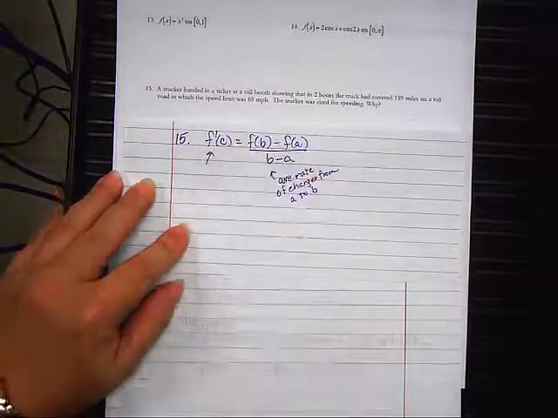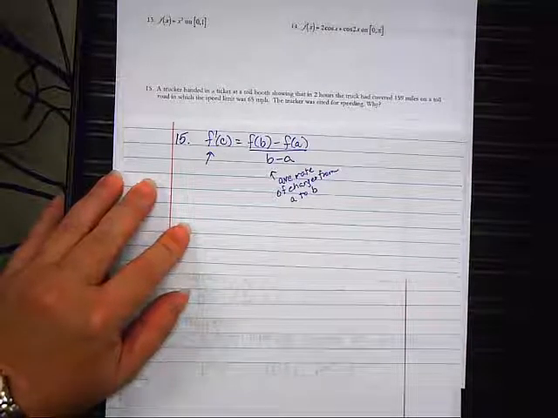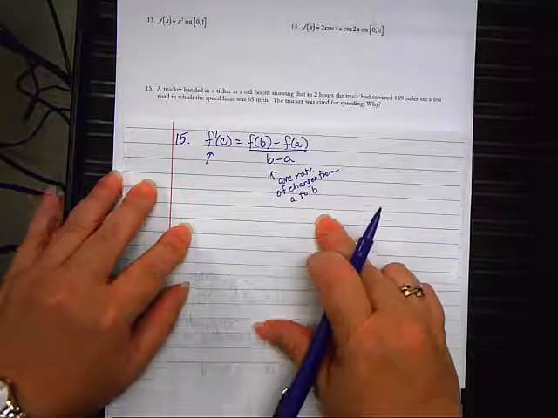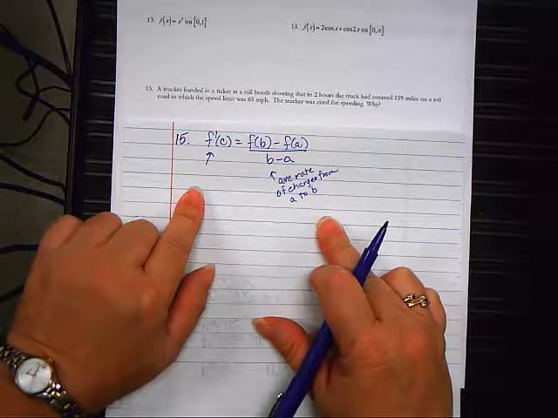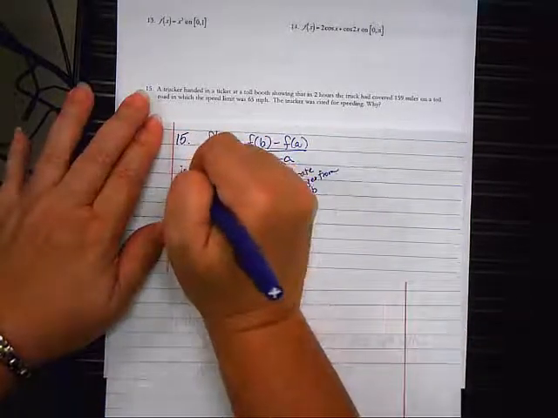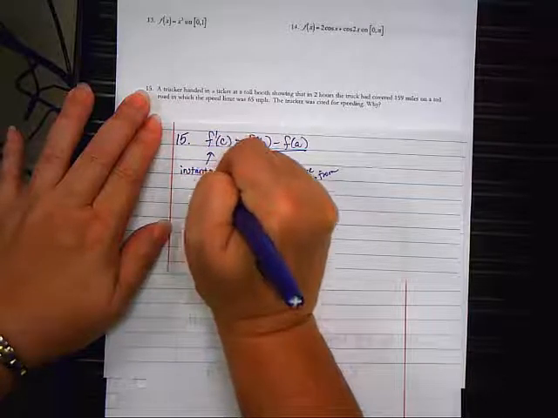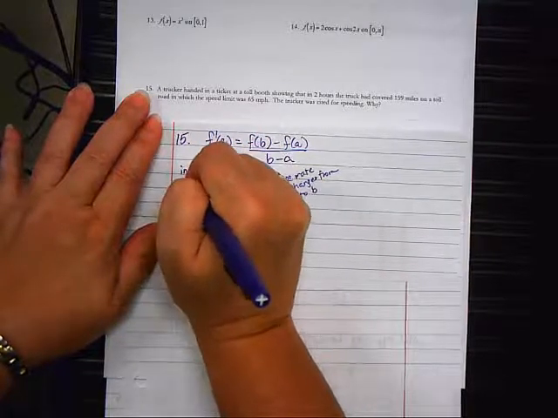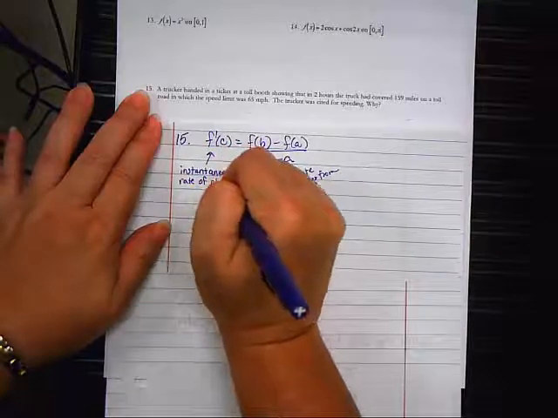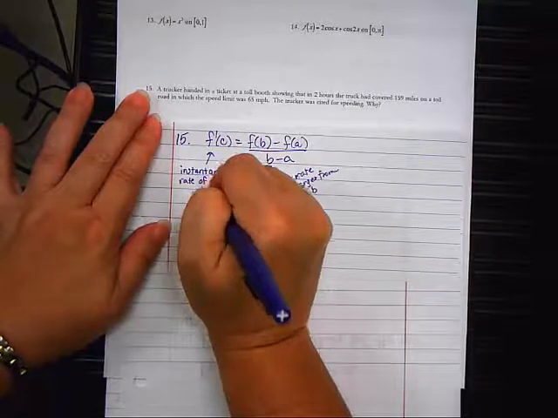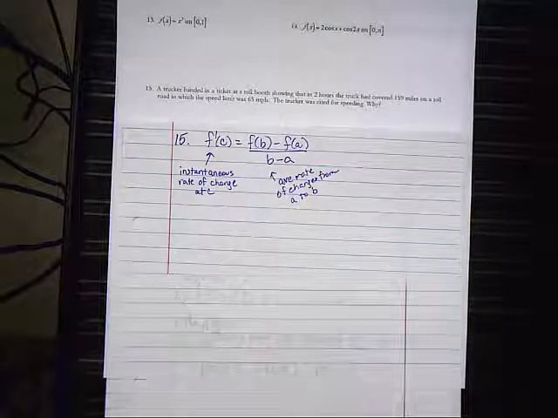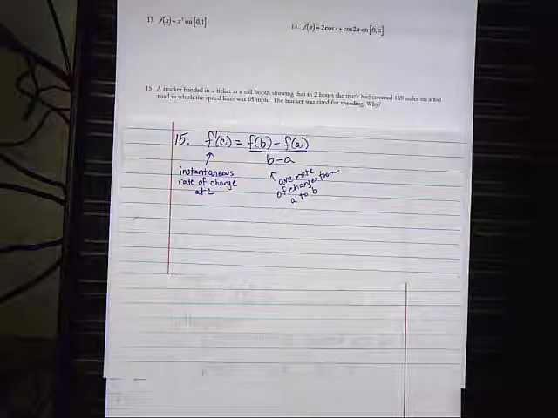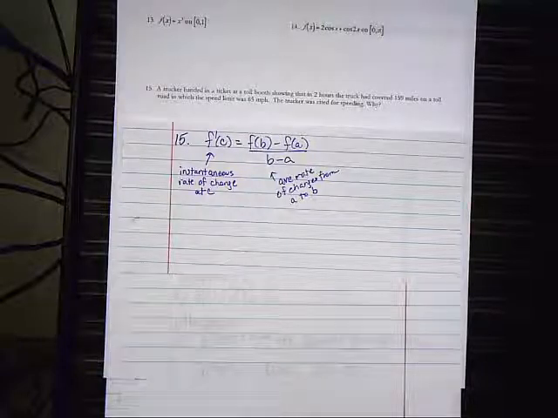And what is this side of the equation? If this side's average rate of change, this side is what? What kind of rate of change? Instantaneous. This is instantaneous rate of change at C. Okay. Now, I think once I do a little bit of math, that the reason this trucker got a speeding ticket is going to make a lot more sense.